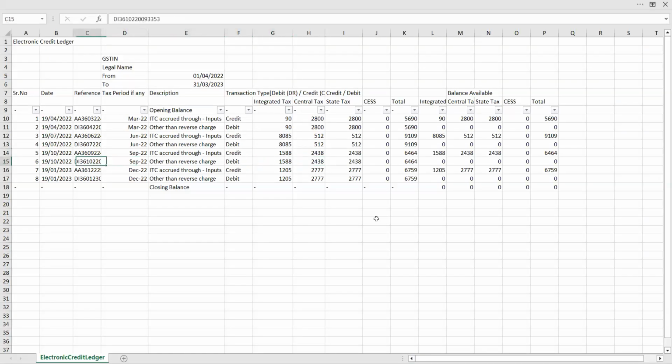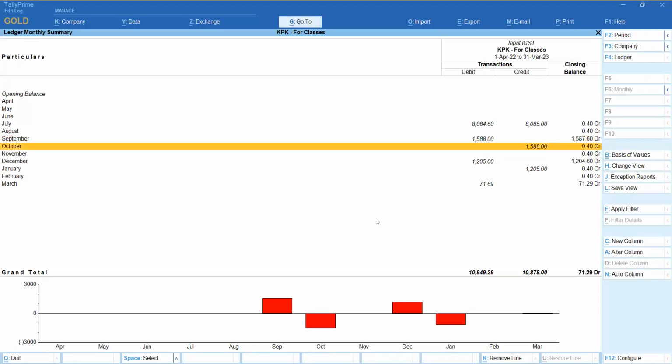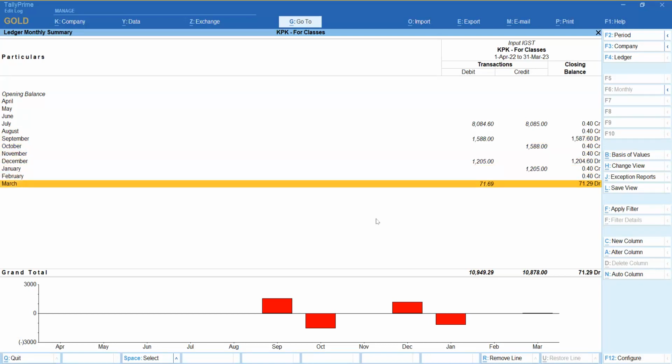Actually, it is 19th October. I have taken 20th October. Okay, so that means my input was available as on 30th September, which I have utilized on 20th October. Same for March: if you see, in March I have input of 72 rupees. There is no utilization. This I would have utilized on 19th April 2023.